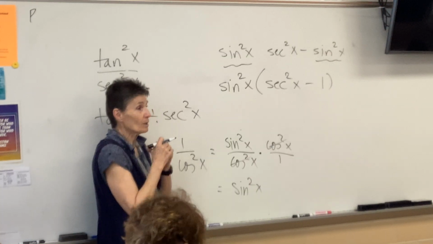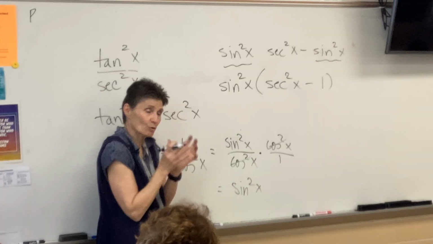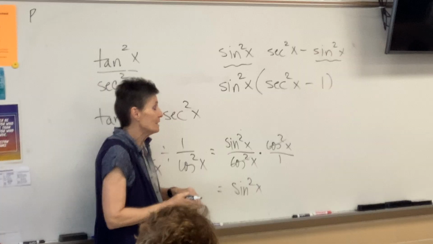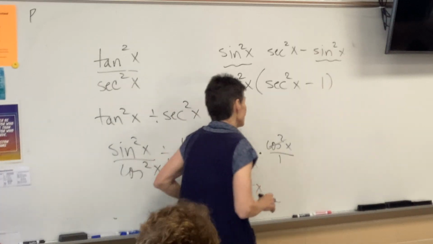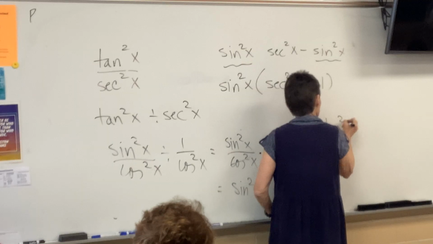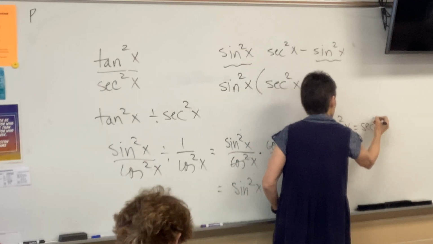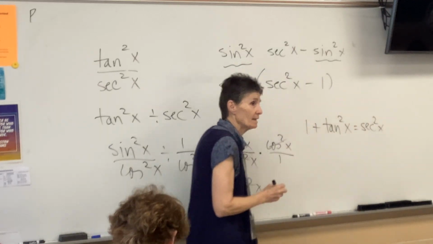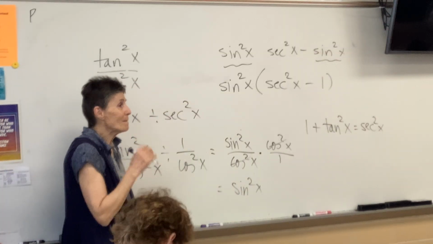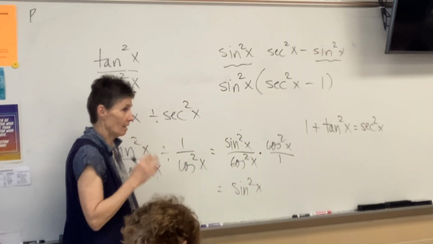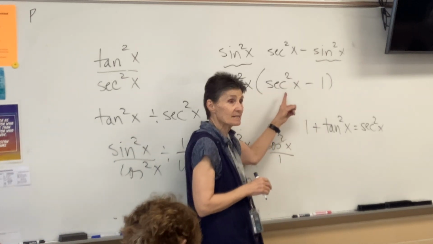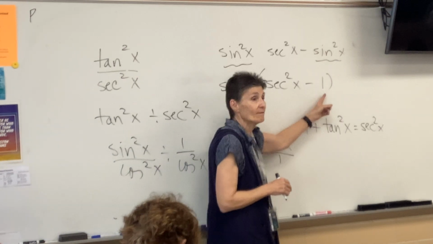Now, on your colored sheet, I had you box in just certain things, so it's not overwhelming, you're not looking at the whole sheet. You boxed in an identity that says 1 plus tangent squared is secant squared. You box that in. Now, what made me think of that? In this parentheses, I have a secant squared and I have a 1.